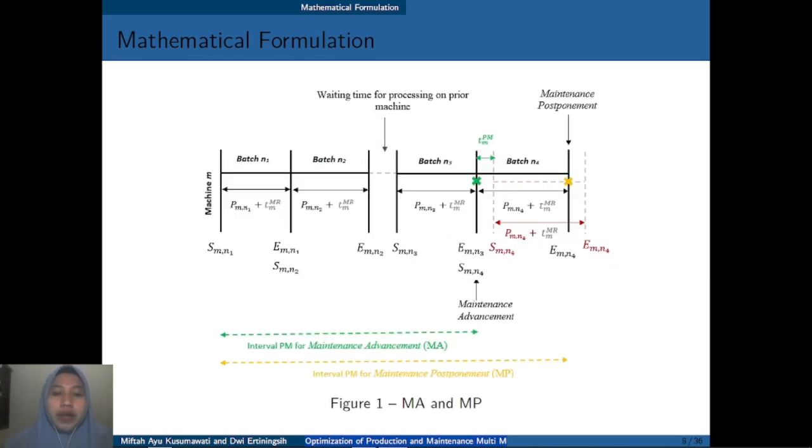The maintenance advancement and maintenance postponement activities can be illustrated in figure 1 in this slide. There is a machine A processing 4 batches N1, N2, N3, and N4. And there is an opportunistic maintenance during processing batch N4. So, if maintenance advancement was performed, then we get SMN4 is equal to EMN3 plus TMPM. But if the maintenance postponement was performed, then we get SMN4 equal to EMN3.